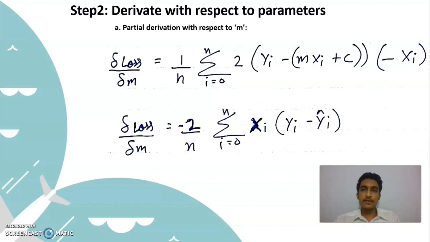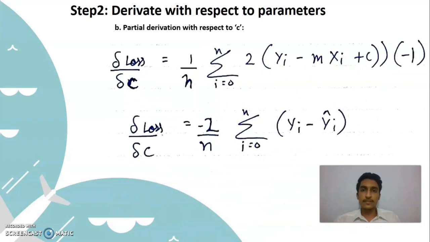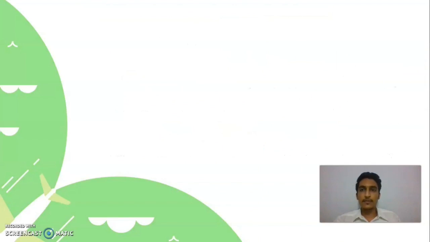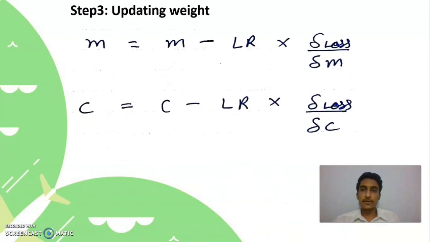In a similar way, we are going to partially differentiate the loss function with respect to c, which is our intercept. So this would be our equation, and the final step would be to update the weights. So we are going to use these two equations to update the weights. The first will be m is equal to m minus lr into the gradient. Here lr is the learning rate, which is nothing but a parameter to the gradient descent algorithm. So in such a way, we'll update the weights in an iterative manner.